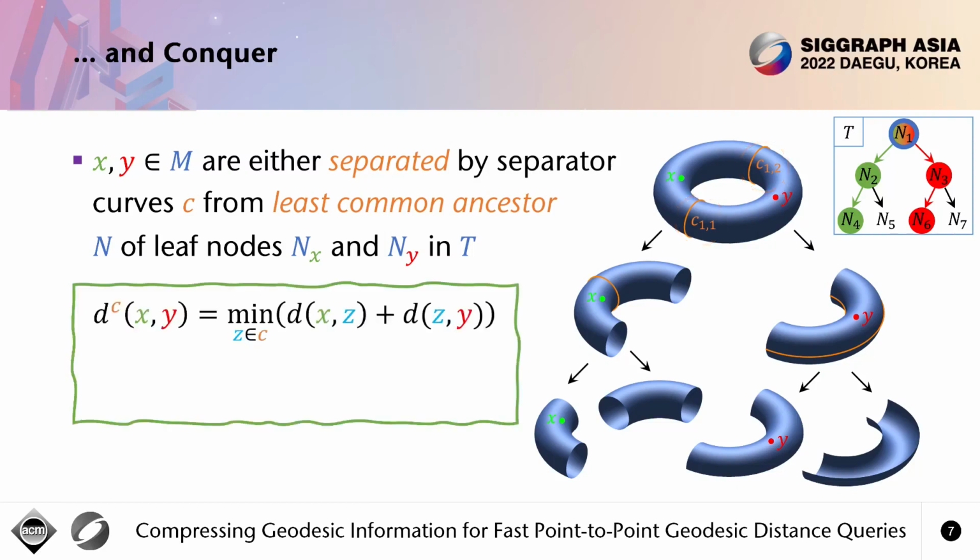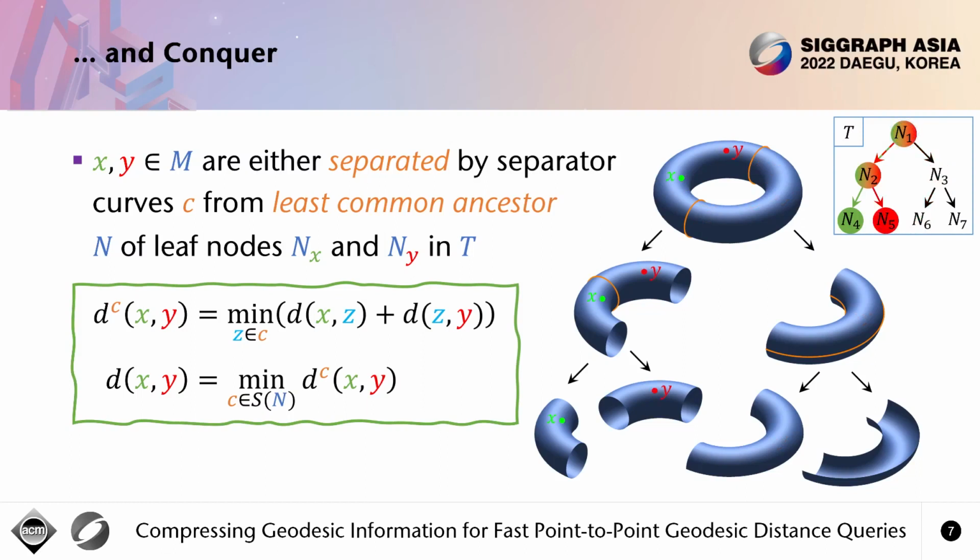So if we go back to the optimization problem, we can solve it by finding geodesic distances as the minimum of the sums of geodesic distances from x to z and from y to z. If we solve this for all z in the curve C11, we get the length of this shortest path. And if we do it for all points z on the separator curve C12, we get the length of the shortest path over here. And of course, the shortest of the two is indeed the geodesic distance between x and y.